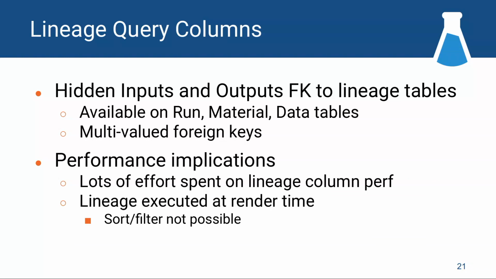What else we got? We also have some more hidden columns on sample sets and data classes, inputs and outputs. They are pseudo virtual tables, so we create a foreign key to this lineage, essentially. It's available on run materials, which are samples, and also data class tables. They're a little bit challenging to use, I have to admit. They're nice because you can see the lineage within the grid, and the grid is our primary user interface. The challenge is they're multi-valued foreign keys, right? So if you want to go get a parent, there's more than one parent. I have 2 parents.